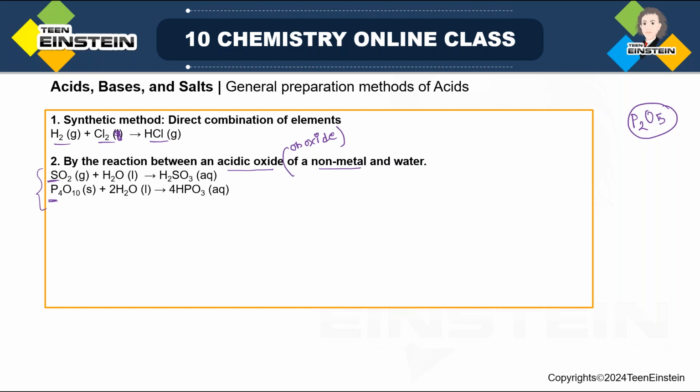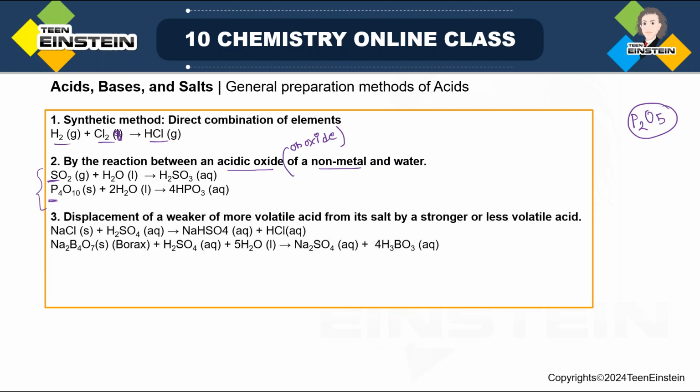So these are the two methods where we have taken some non-metal and water. Next method, displacement of weak acid. Let me check the oxygen whether it is correct or not.